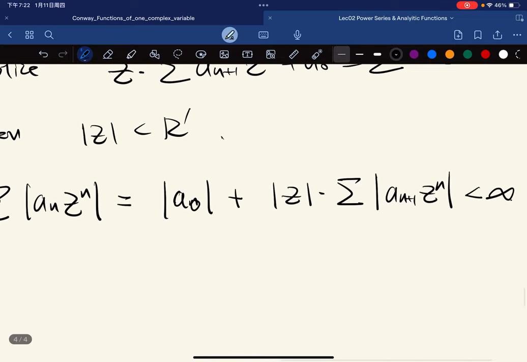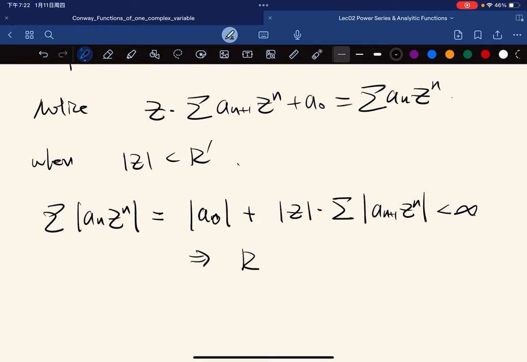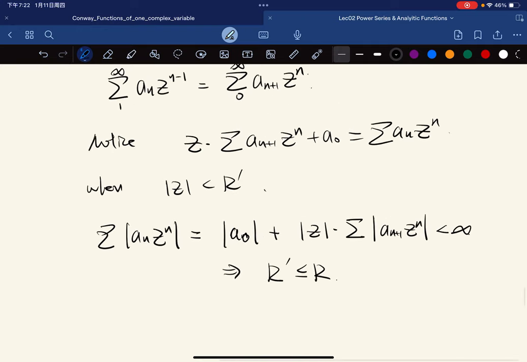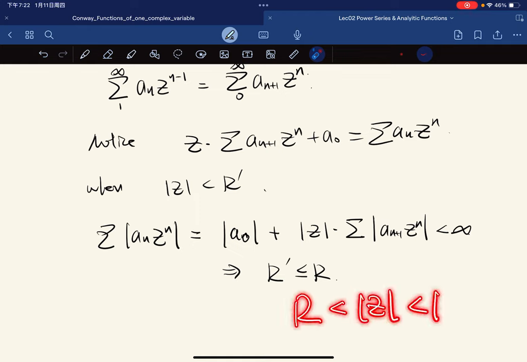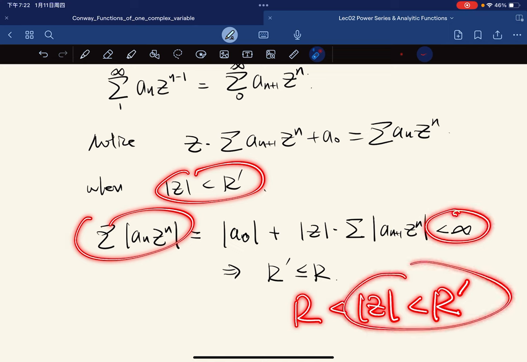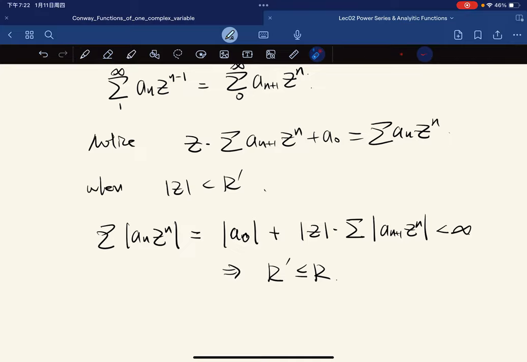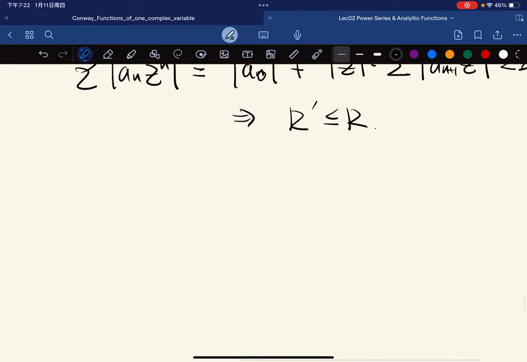Well, for this, we know that r prime is less than or equal to r, because when you're less than this, it converges absolutely. So this should be less than or equal to r. It cannot be greater than r, because if r prime were greater than r, we could find some z such that this gives convergence and this gives divergence. We get a contradiction. So we should have this. And so now we want to show this direction.